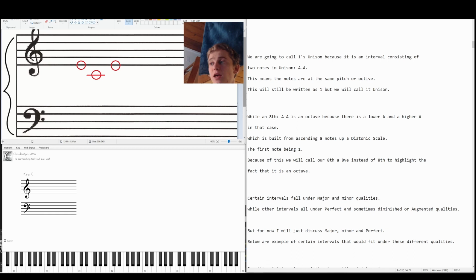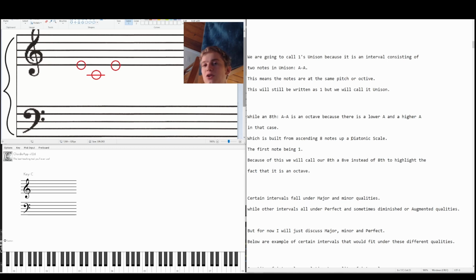While when we have an eighth, we still have A to A. But A to A is now an octave because there's a lower A and a higher A in this case. This is built from ascending 8 notes up our scale. Okay, I'm calling it the diatonic scale if you want to know this. That's the scale that I'm using.